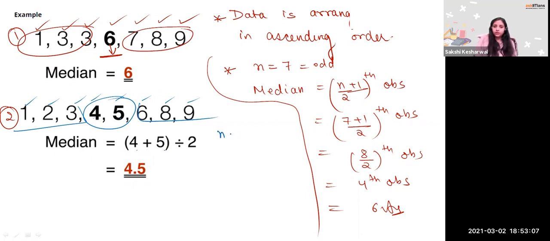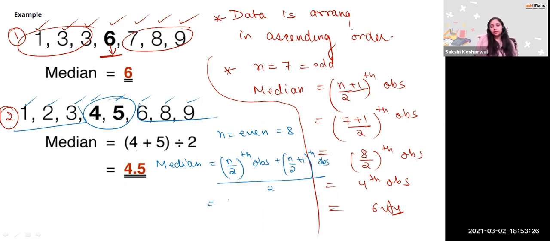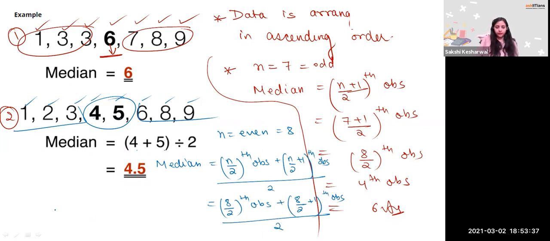So this means N is even, which equals 8. So your median, as I taught you, equals the N by 2th observation plus the (N by 2 plus 1)th observation, divided by 2. So 8 by 2th observation plus the (8 by 2 plus 1)th observation, divided by 2.